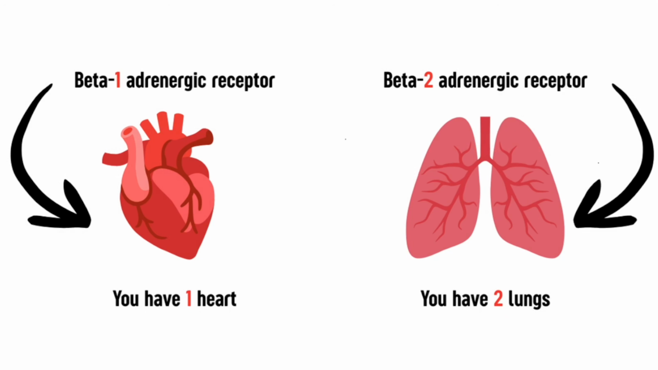Remember the mnemonic: beta-1 primarily found in the heart, you have one heart; beta-2, which can be found in the lungs, you have two lungs. Just helps to remember it.